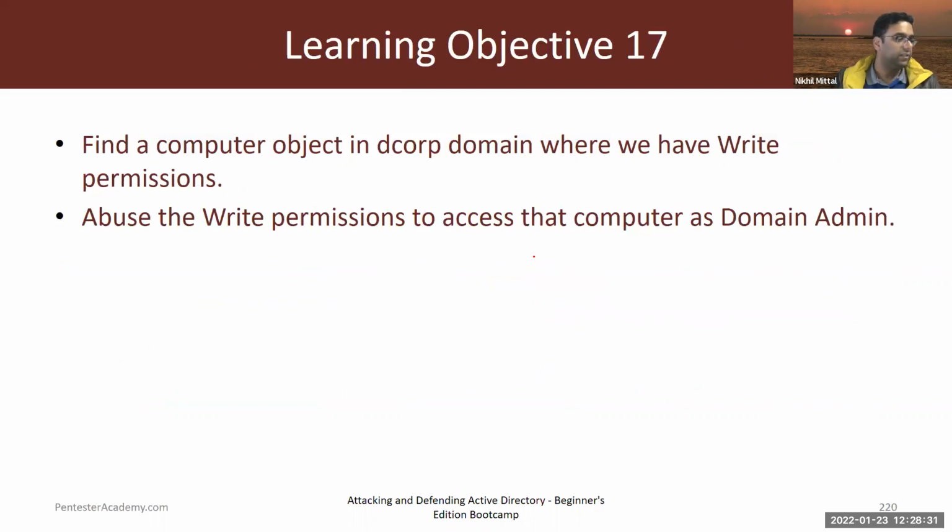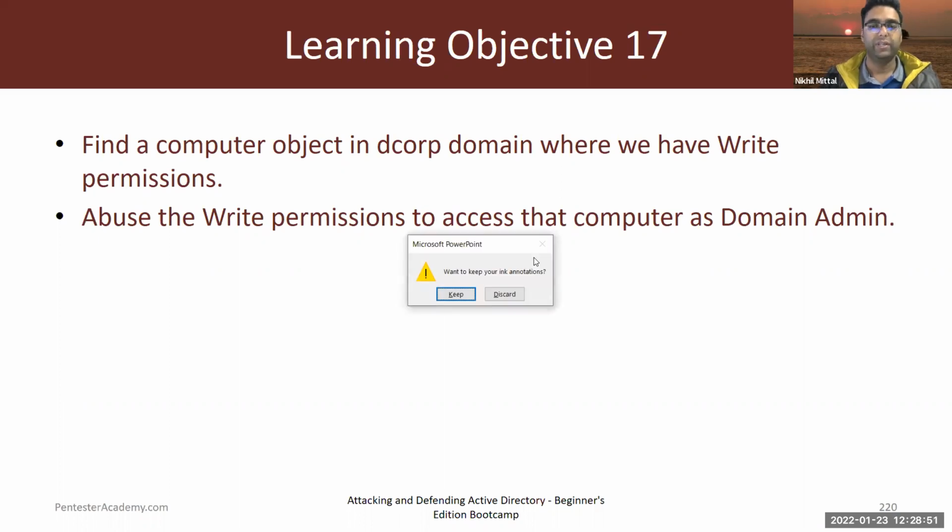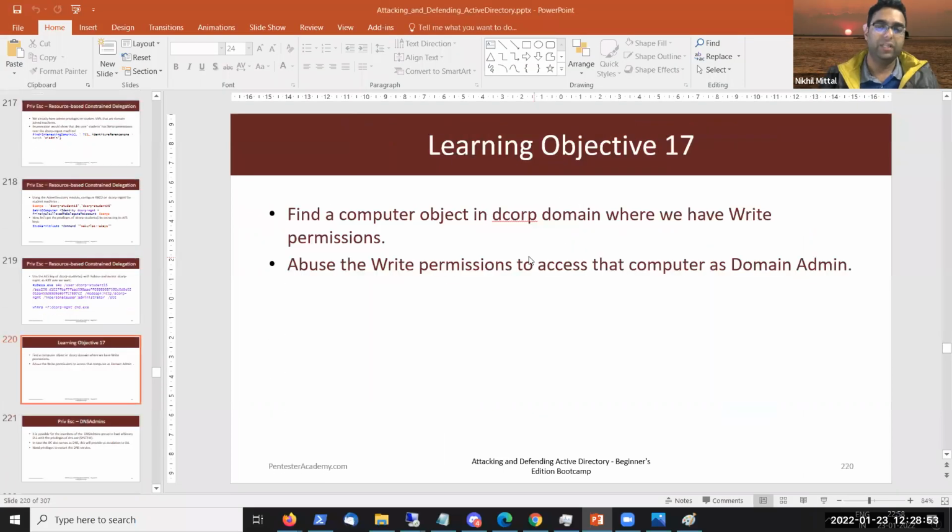And this is learning objective 17, the last thing that we are going to discuss today. So ask me again if you want me to explain this in the next session again, I will do that. However, I think that because the commands are pretty straightforward, we should be able to cover this. All right. So learning objective 17 is find a computer object in the dcorp domain where we have write permissions, abuse the write permissions to access that computer as domain admin.